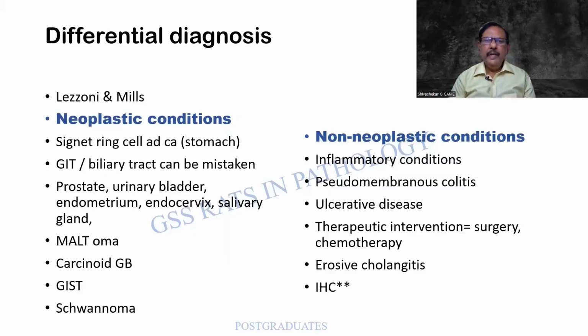I mentioned the differential diagnosis. Lezoni and Mills have compiled the entire list of differential diagnoses. In that, I find that there can be a signet ring cell adenocarcinoma in the stomach, GIT, biliary tract can be mistaken, prostate, bladder, endometrium, endocervix, salivary gland, and whatnot. MALToma, carcinoid of the gallbladder, GIST, schwannoma. All these are neoplastic lesions which may show signet ring cells.